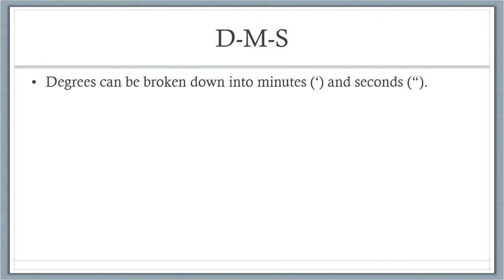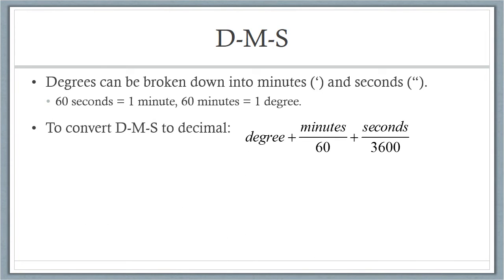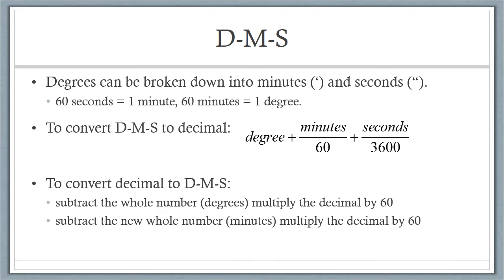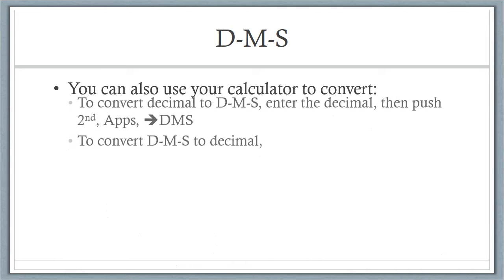Degrees can be broken down into minutes and seconds. 60 seconds is 1 minute, and 60 minutes is 1 degree. To convert degrees, minutes, seconds to decimals, you're going to do the degree plus minutes over 60 plus seconds over 3,600. And to convert decimal degrees to degrees, minutes, seconds, subtract the whole number, multiply the decimal by 60, subtract the new whole number, multiply that decimal by 60, and what you have left is the seconds. The whole number of that would be the seconds. Your calculator will do this for you.